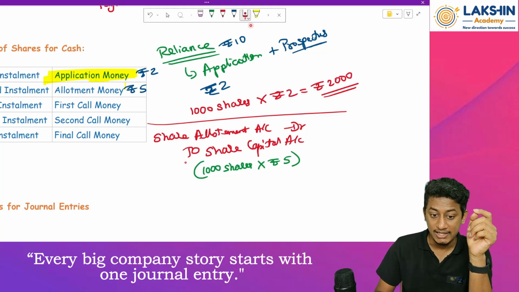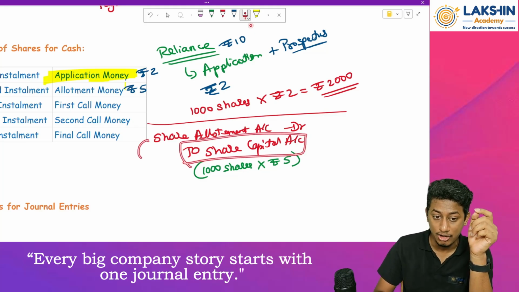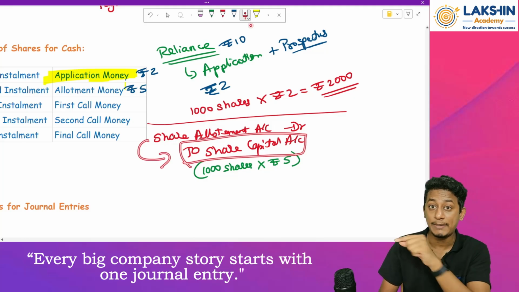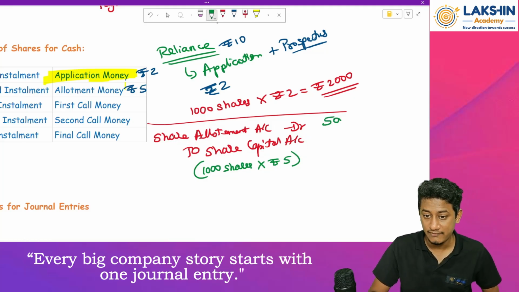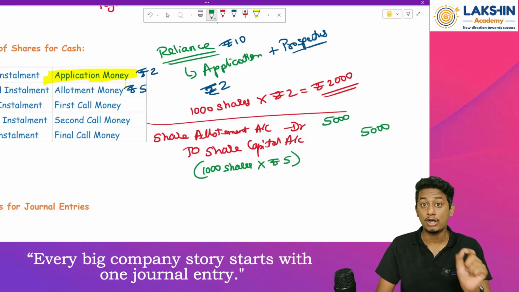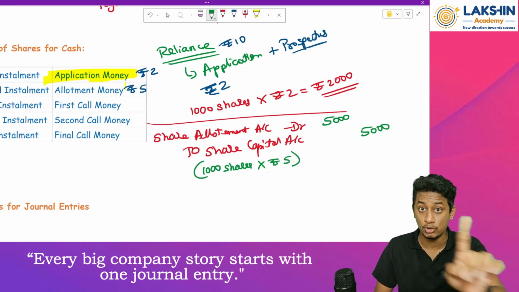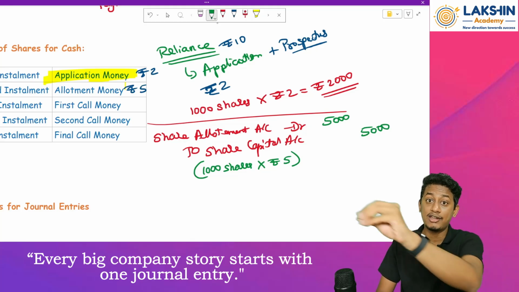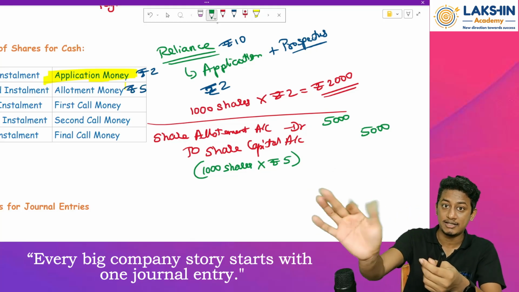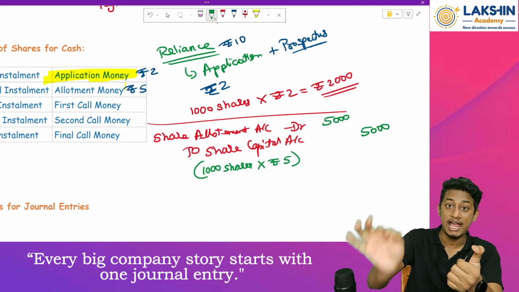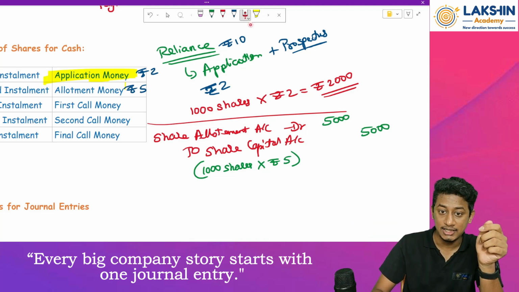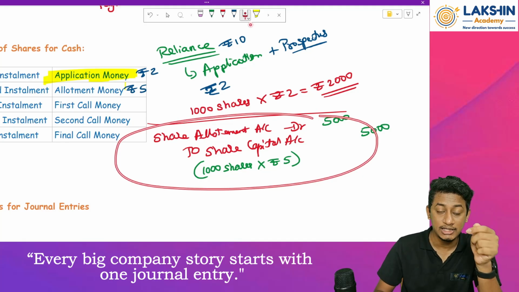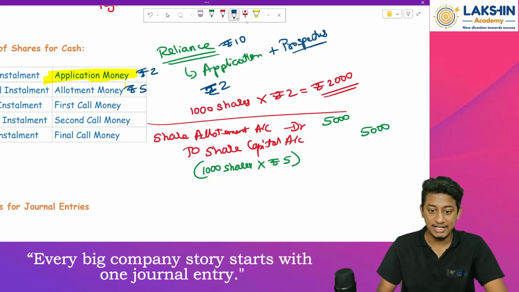Wait. So I will transfer the amount whatever was there on the share allotment to what? To share capital account. Now, how much will the total money be? Rupees 5,000. Rupees 5,000 is received towards what? Towards the allotment of shares. Have I received the money? No. I have just passed the entry. Once I allot the shares and send the mail to the people saying that they have been allotted the shares, in that case, I will pass this particular journal entry. Clear?